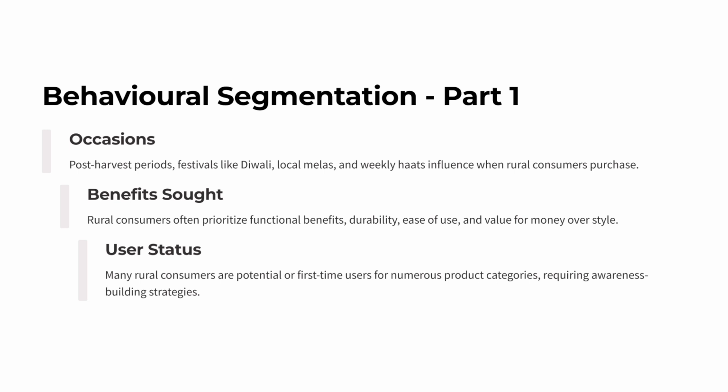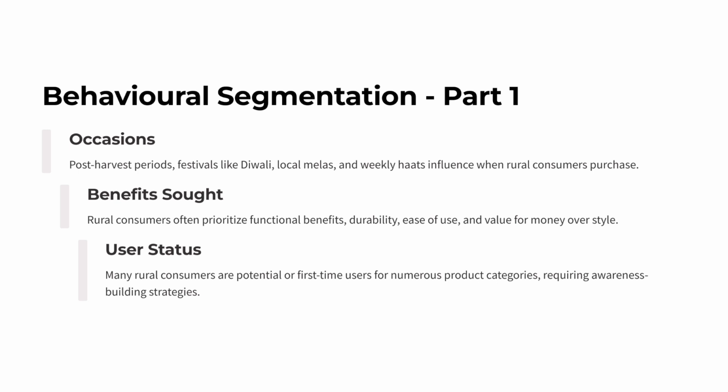Second, benefits sought. This powerful form of segmentation groups buyers according to the specific benefits they seek from a product. While urban consumers might seek style or status, rural consumers often prioritize core functional benefits, durability, ease of use, and value for money. Companies can tailor offerings based on the primary benefits sought by a target segment.